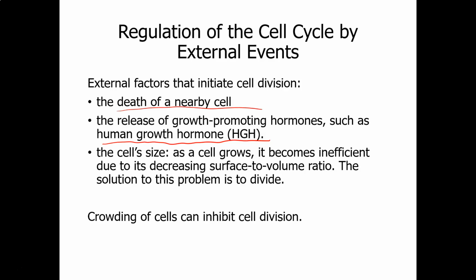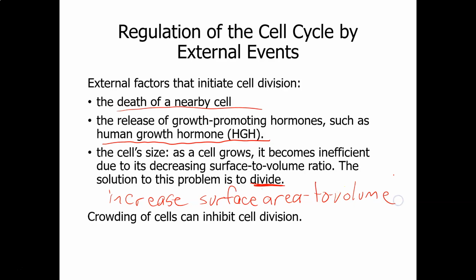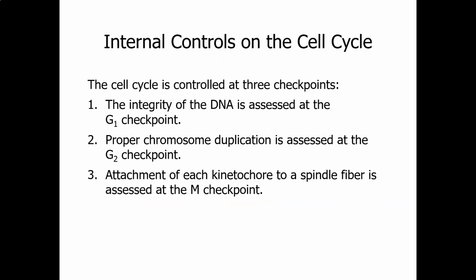So I'll write it like that. Dividing will increase the surface area to volume ratio. And that will make a cell healthier. And cells that are crowded together can inhibit cell division because obviously more cells is just going to make more crowding. So those are things that can control the cell cycle.